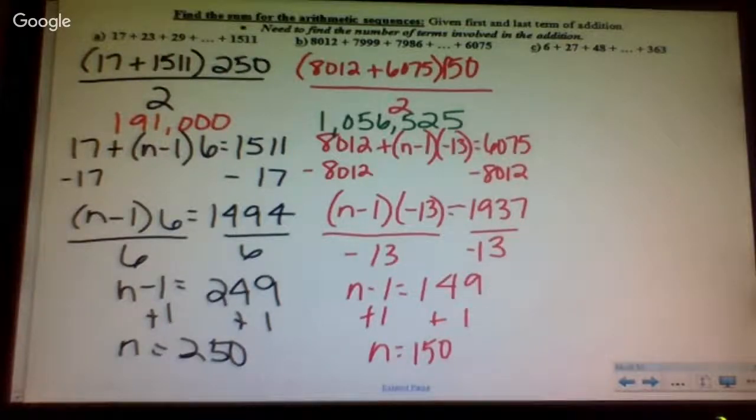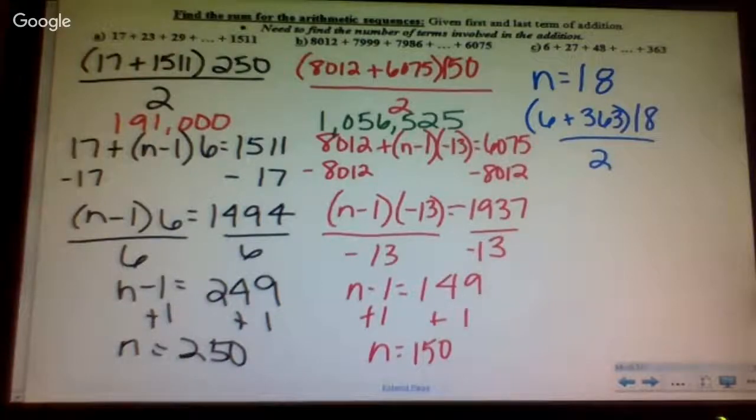What did you get for C? Okay, first off, what did you get for your number of terms? What was your n value? 18? Yeah. Okay, your n value should have been 18. So when you plug this in, you get 6 plus 363 times 18 divided by 2, which gave me a final answer of 3,320. Basically the same thing as the second one, right? Which is why I let you do that one on your own.